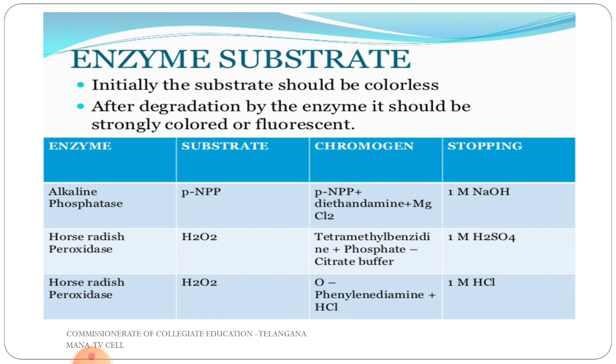The second type of enzyme is horseradish peroxidase. The substrate for this enzyme is hydrogen peroxide and the chromogen is tetramethylbenzidine plus phosphate citrate buffer, and the reaction is stopped by 1 molar sulfuric acid. The third enzyme is horseradish peroxidase, the most commonly used enzyme. The substrate is again the same, and here there is a different chromogen, O phenylenediamine plus HCl, and this reaction can be stopped by 1 molar HCl.